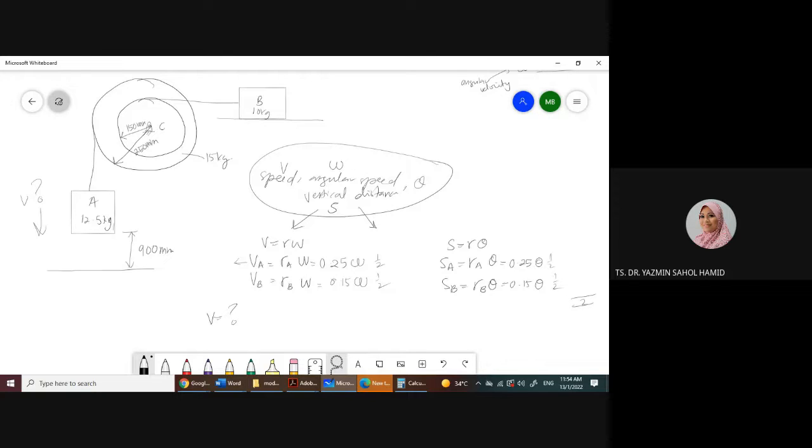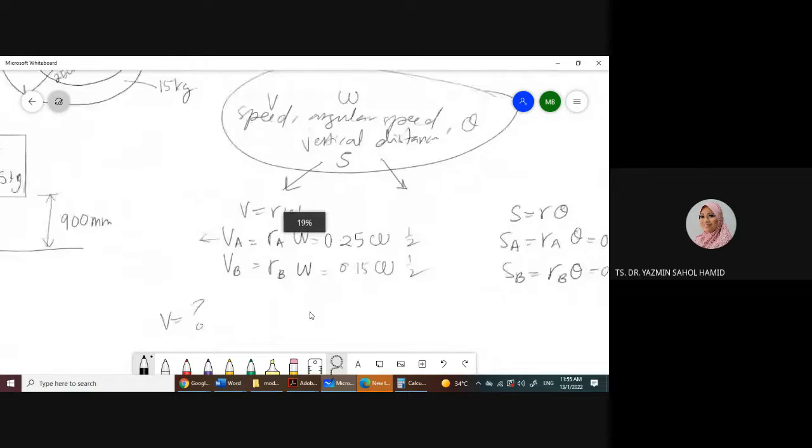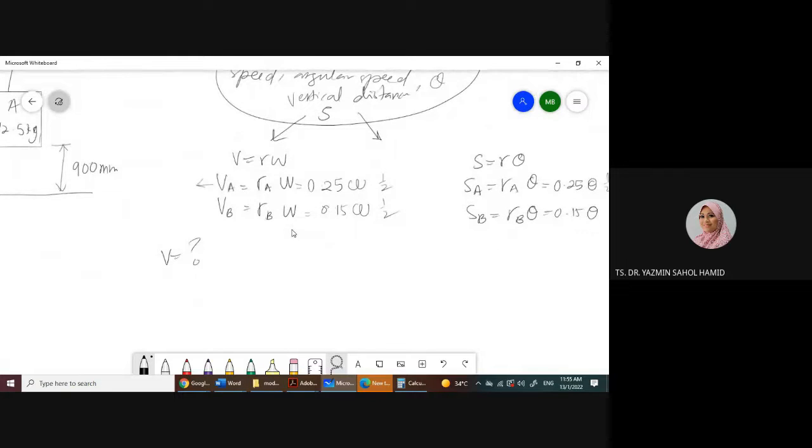Class? Ada work energy method? Ada impulse and momentum method? Which one are you going to use? Work and energy. Yes, work energy, because ada displacement, kan? So let's use work energy. Work energy is simple: T1 plus work equals to T2. T1, the kinetic energy, because this starts from rest, T1 is zero, so you must write T1 equals to zero. So now kita need to find T2.